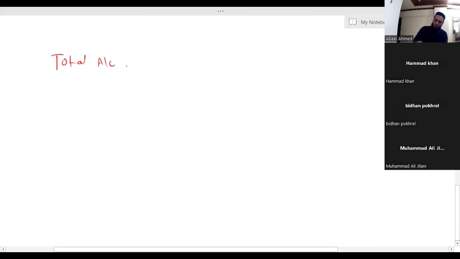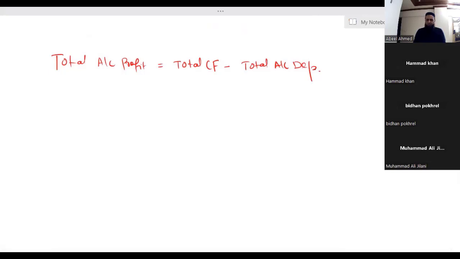Total accounting profit is equal to total cash flows minus total accounting depreciation. But now listen and listen carefully. You have to notice one very important concept.